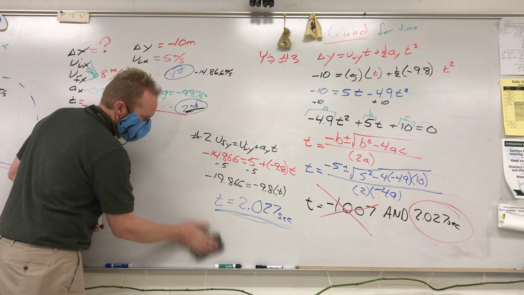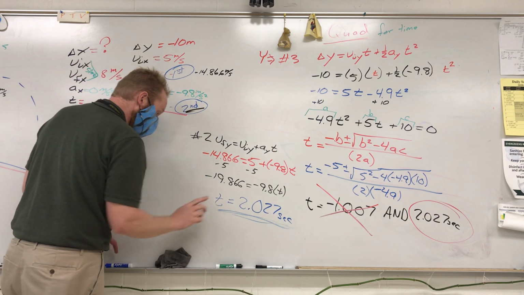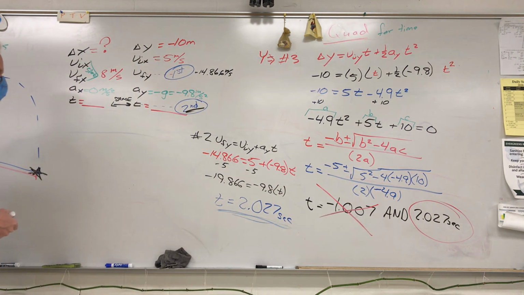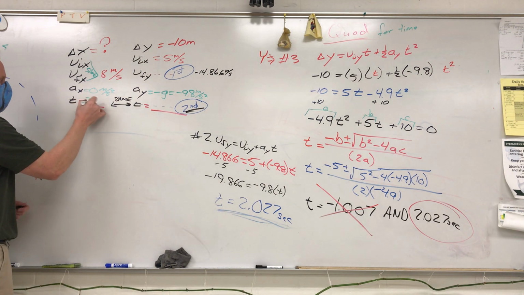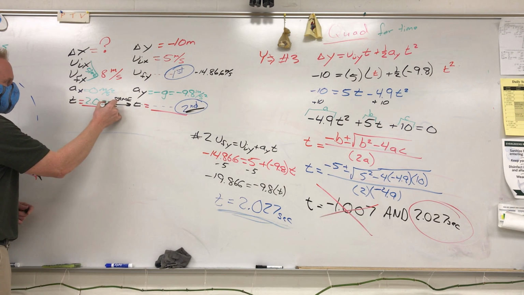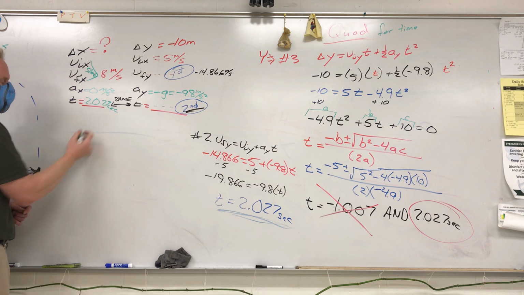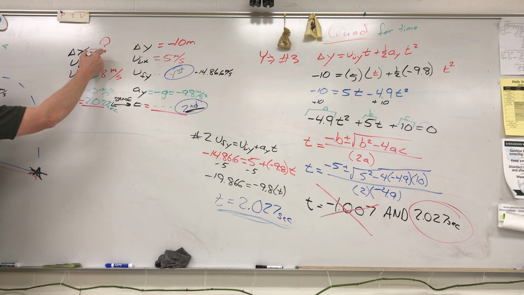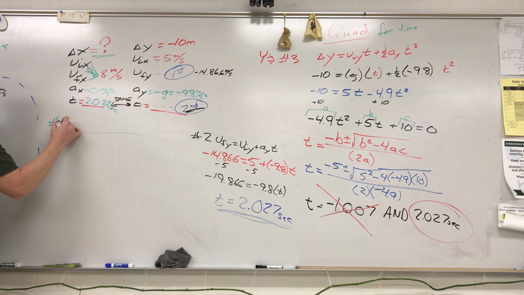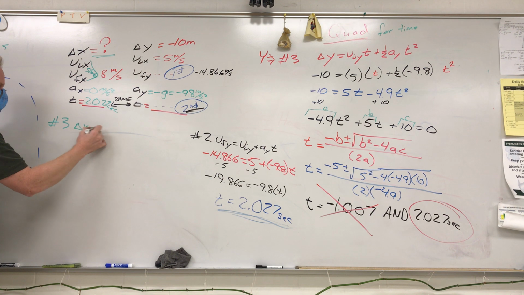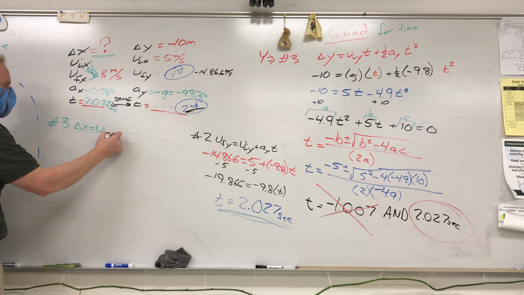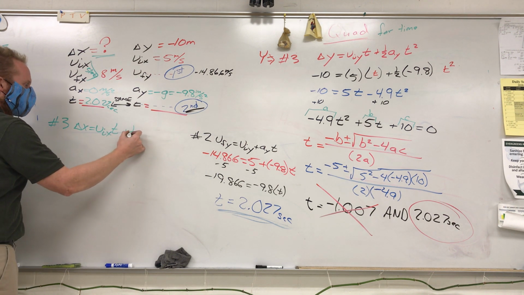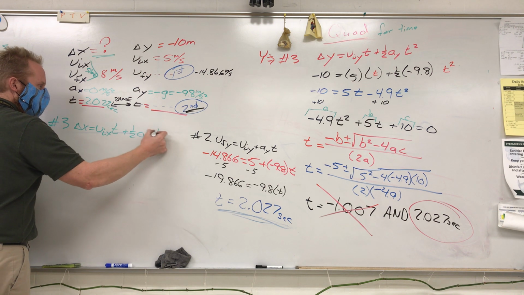So realize we now know our time, so I'm erasing part of it. That wasn't the answer of the question. That was just a step we had to take in order to get there. The final step is to solve for delta x, and that's equation number 3, in the x direction, because that's 0. Delta x is equal to VIX times t plus 1/2 AX times t squared.